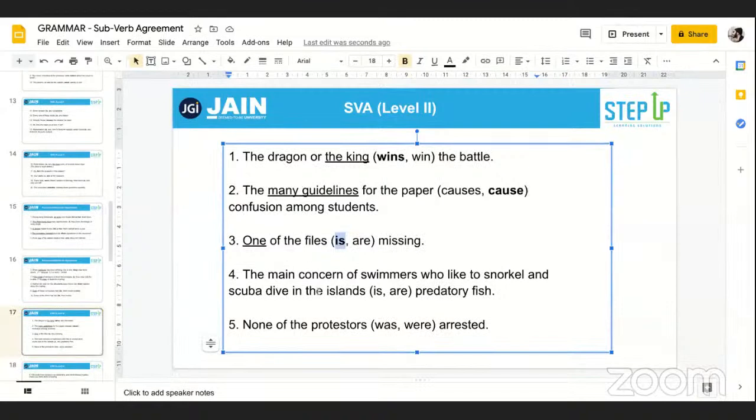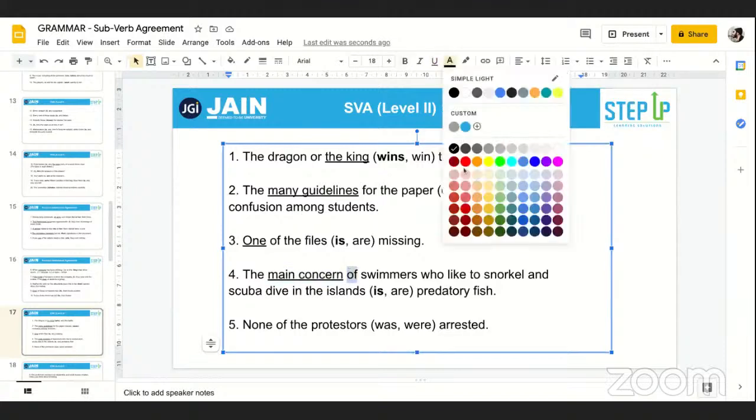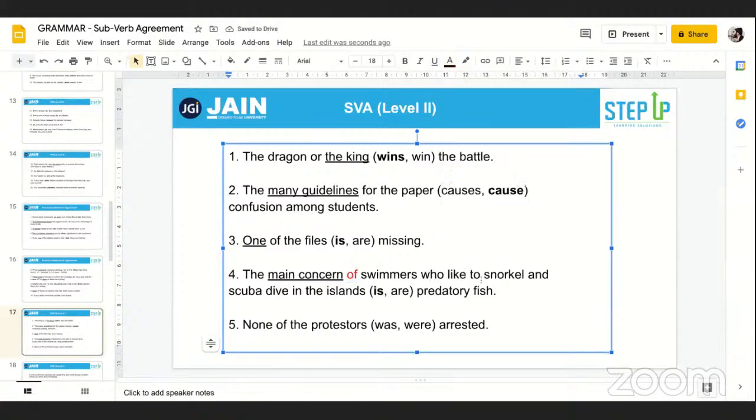Fourth one: are or is? Swimmers, sir. They have one concern, only one concern. The subject is here, the verb is here. Swimmers is not the subject. The main concern, that is the subject. "Of" is a preposition, and this is also a preposition. So the main subject is the main concern. Yes, that's the subject. Okay, got it.